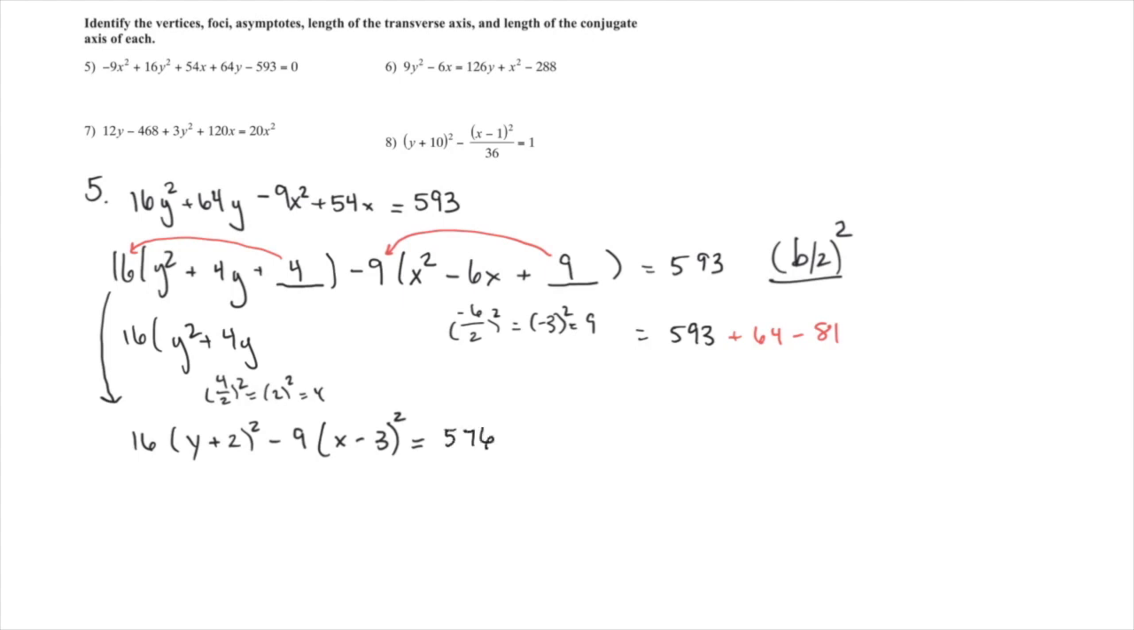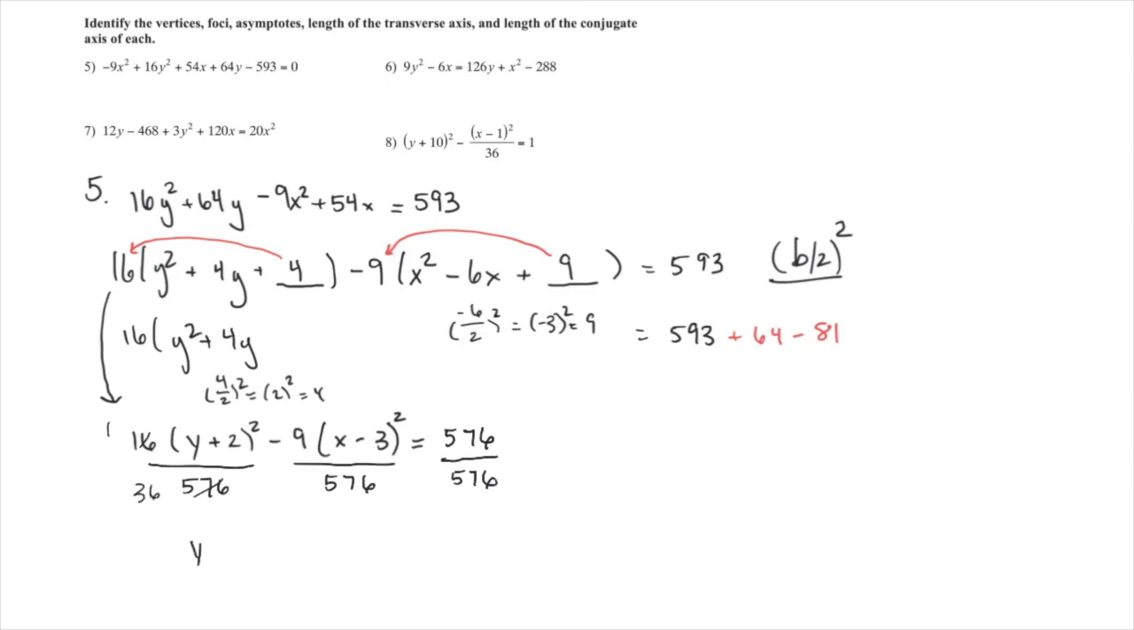Just like the ellipse, your very last step is to divide by whatever value you have on the other side. We want always to have that equal to 1. 576 here. And essentially what I'm going to do is divide 576 divided by 16, and that's going to give me the value that should go into that, right? 16 goes into 16 one time, and 16 goes into 576 36 times.